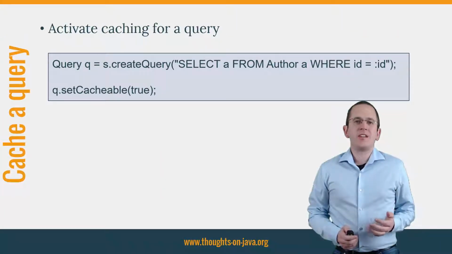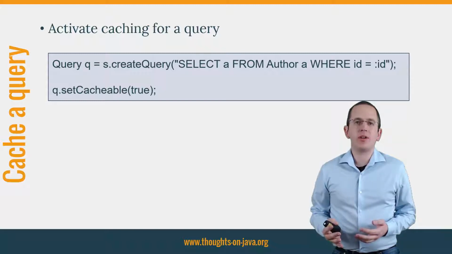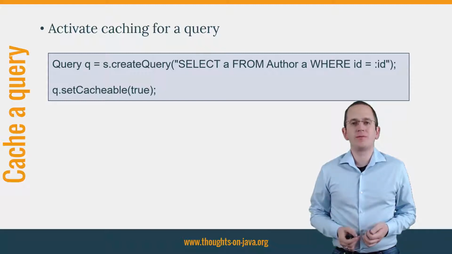You also need to activate caching for the query you want to cache the result of. You do that by calling the setCacheable method of the Hibernate-specific query interface with the parameter true.